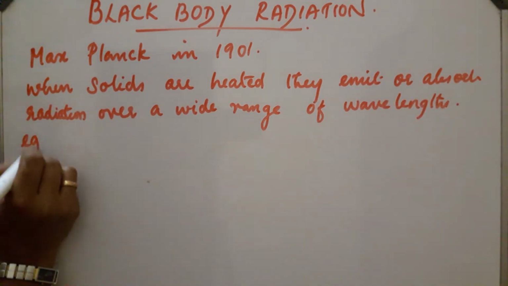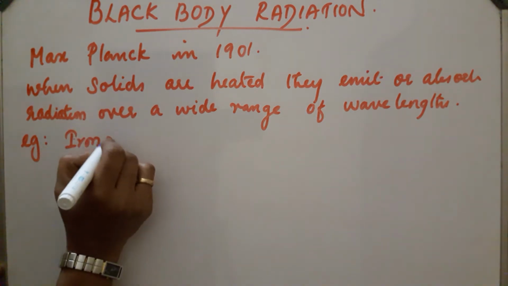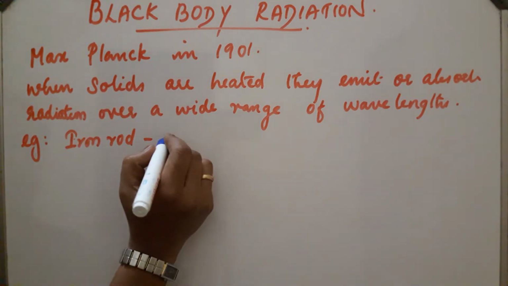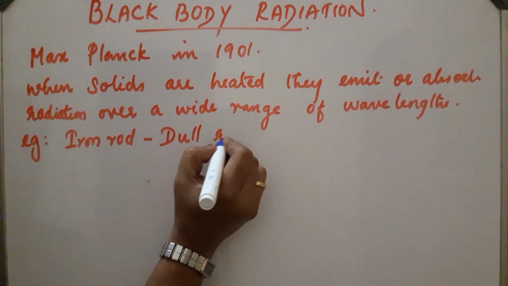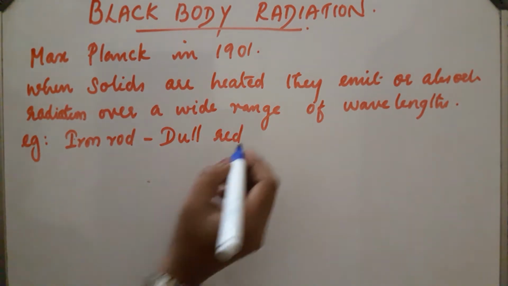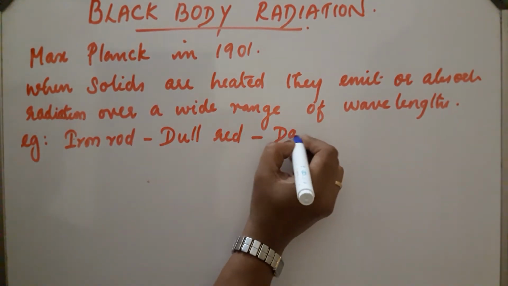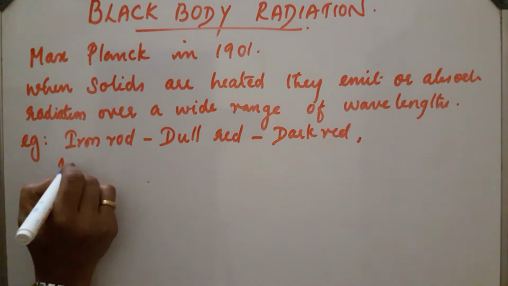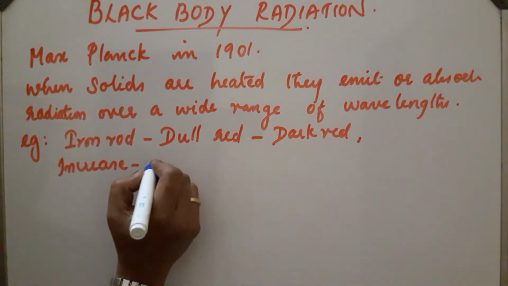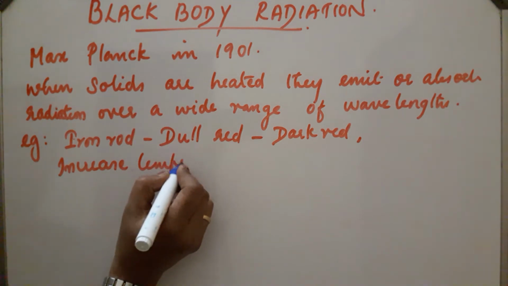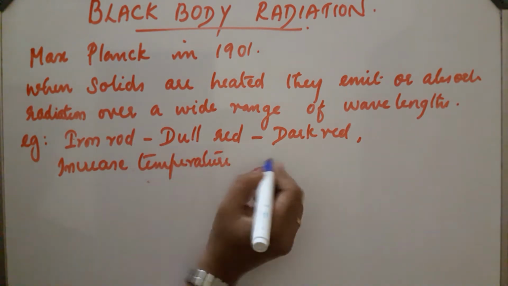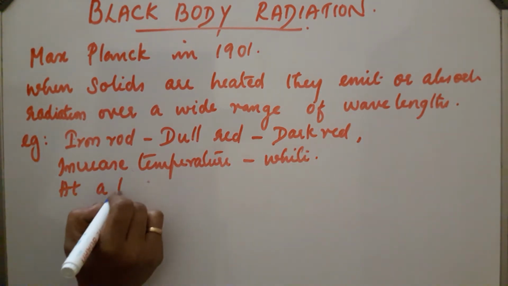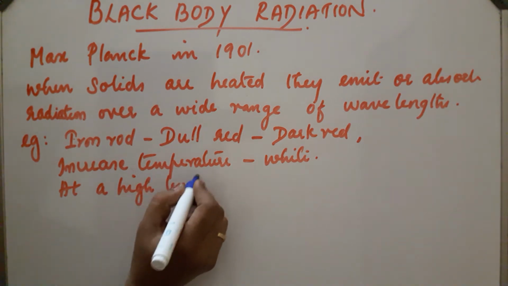For example, in the case of an iron rod, when we heat this iron rod, at first we can see that the color of the iron rod turns dull red. If we again increase the temperature, it turns dark red. Now if we increase the temperature again, it turns white in color. And at a very high temperature, the color turns blue.